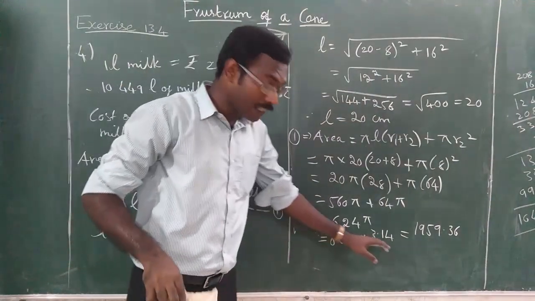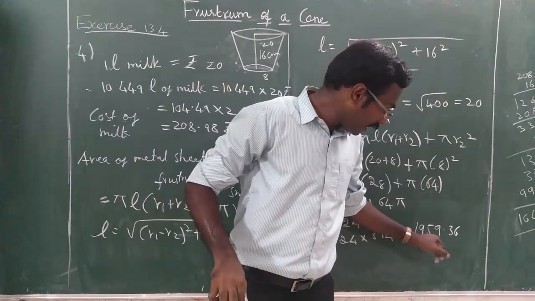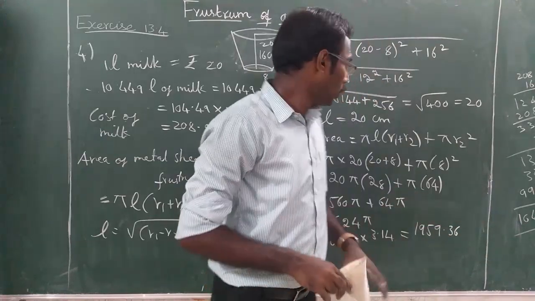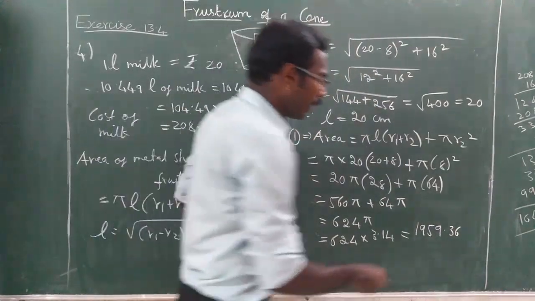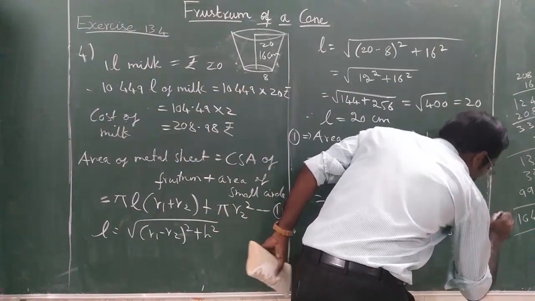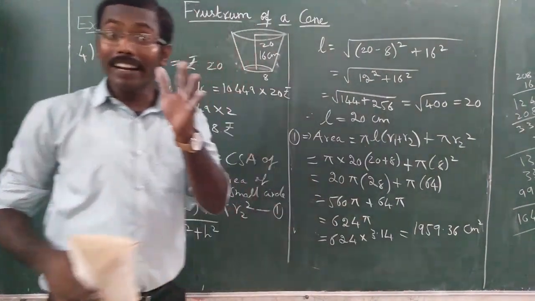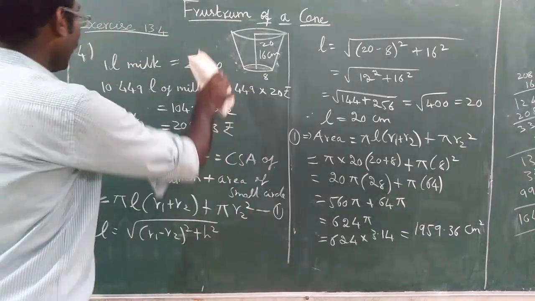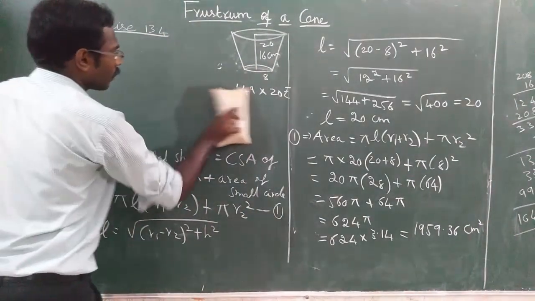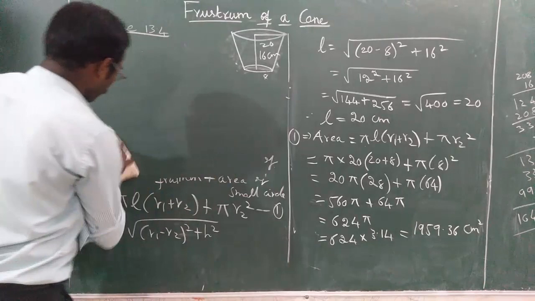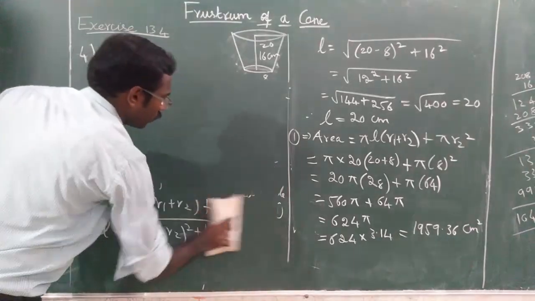So if you multiply both, the answer is 1959.36. What is this? This is area. So the unit is centimeter square. So that's all. This is the area of the metal sheet. Now you have to find the cost of the metal sheet. Okay. So let me write here. So cost of metal sheet.